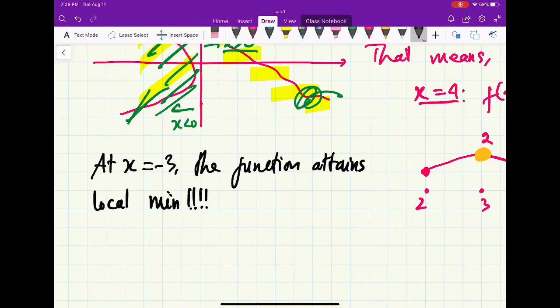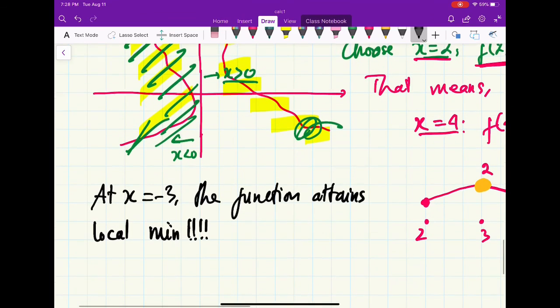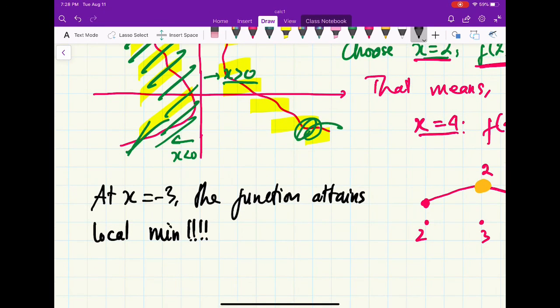Okay? So I think we can finish this video right here. In the next video, when we study the increasing, decreasing property, we will talk more about the first derivative and how to use the first derivative to classify local extrema.